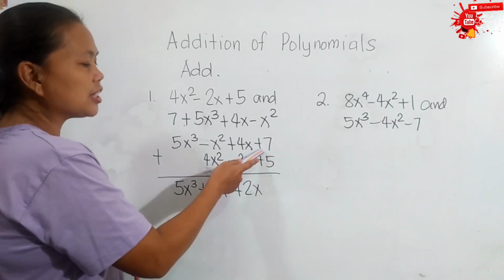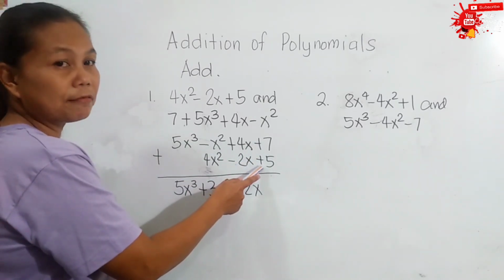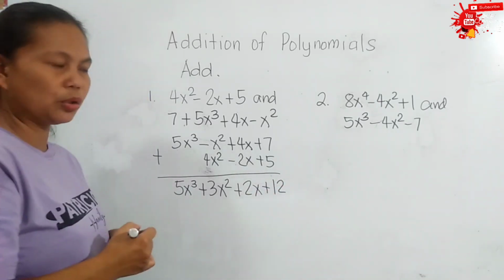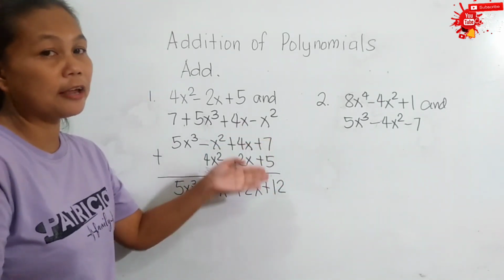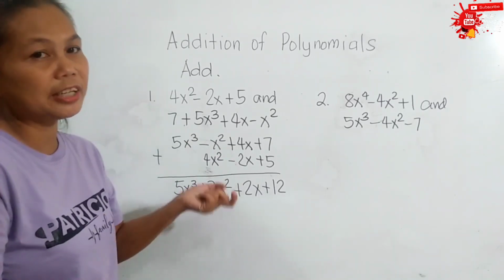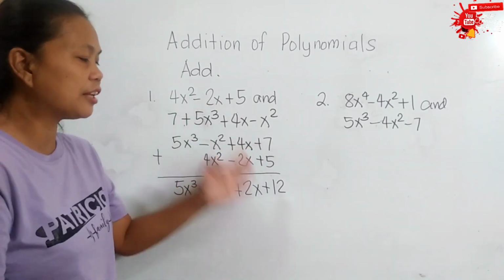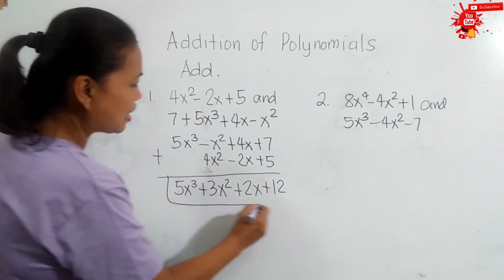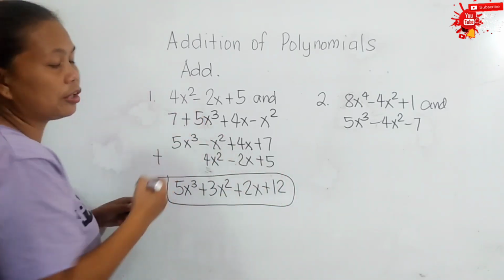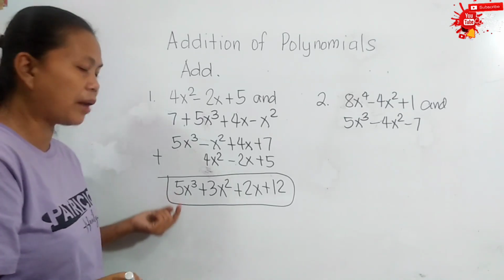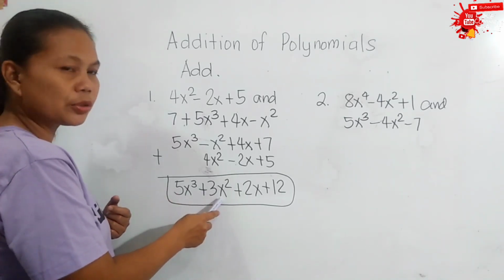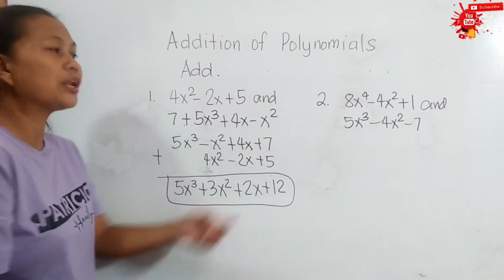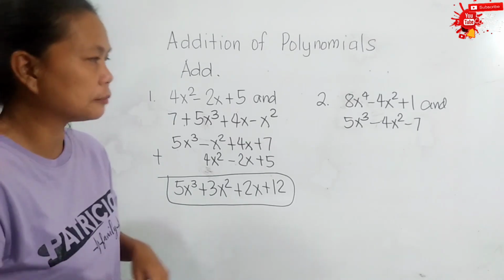Now what we have here, positive 7 plus positive 5. So the answer is positive 12. We add them because they have the same sign. So positive plus positive, we add 7 and 5, which is 12. So positive 12. Now we have this sum for this given addition of polynomials: 5x cubed plus 3x squared plus 2x plus 12. Now let's go to the second example here.